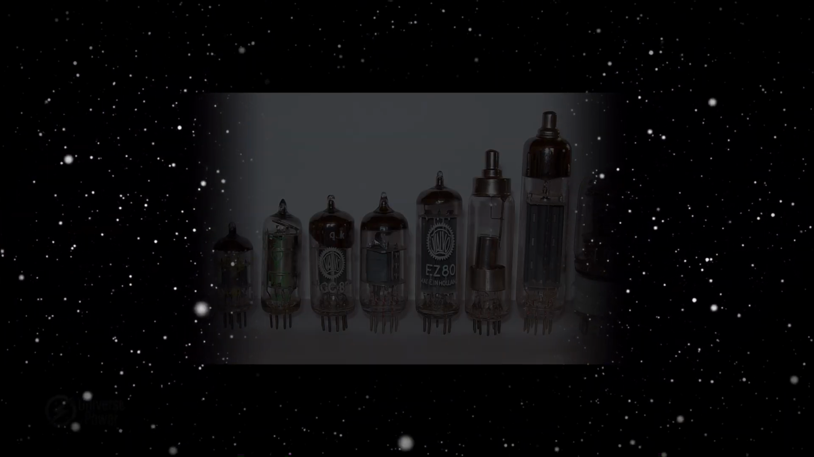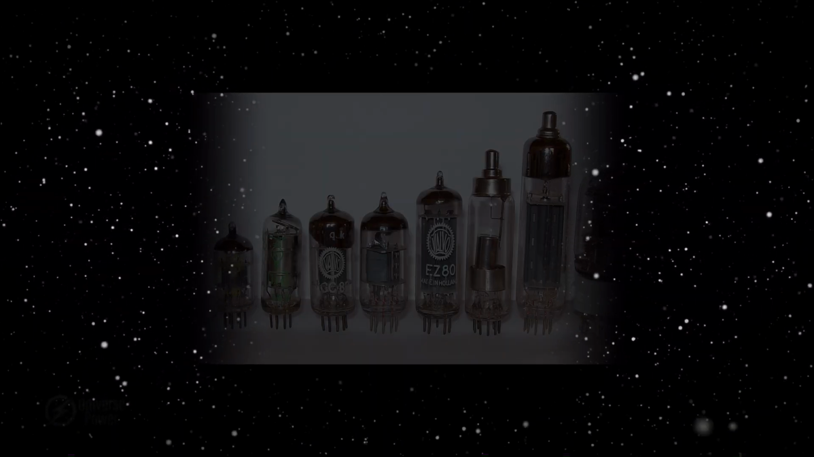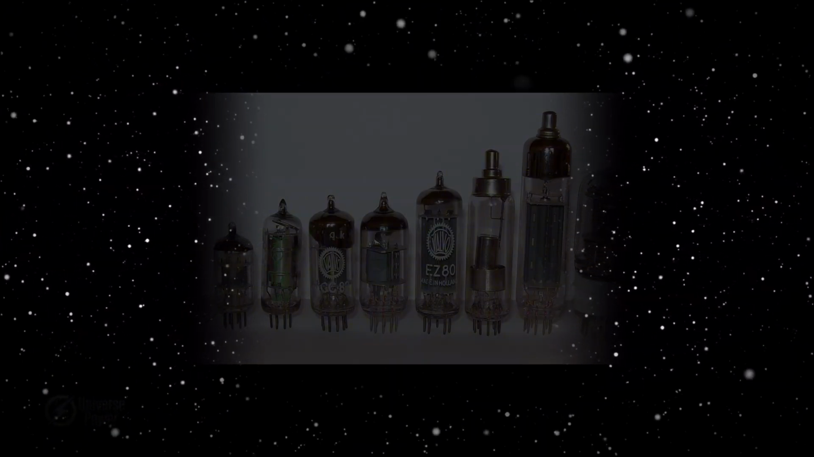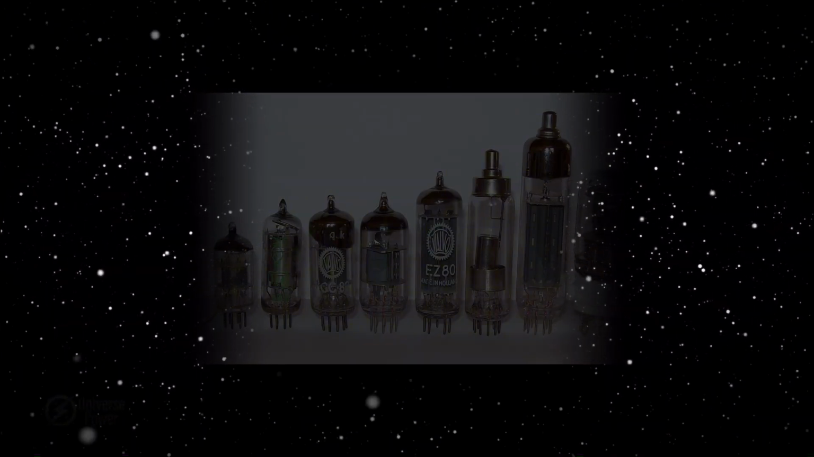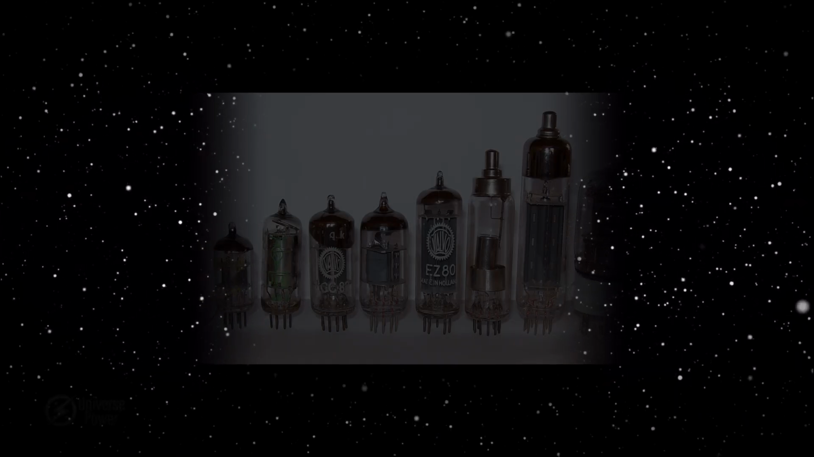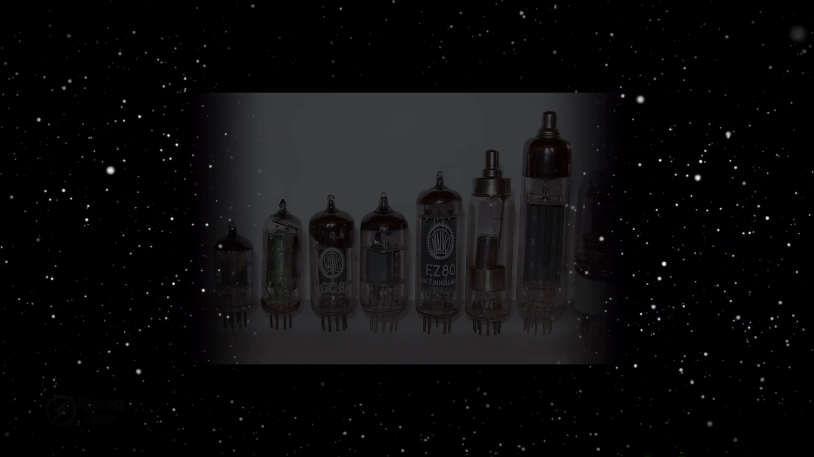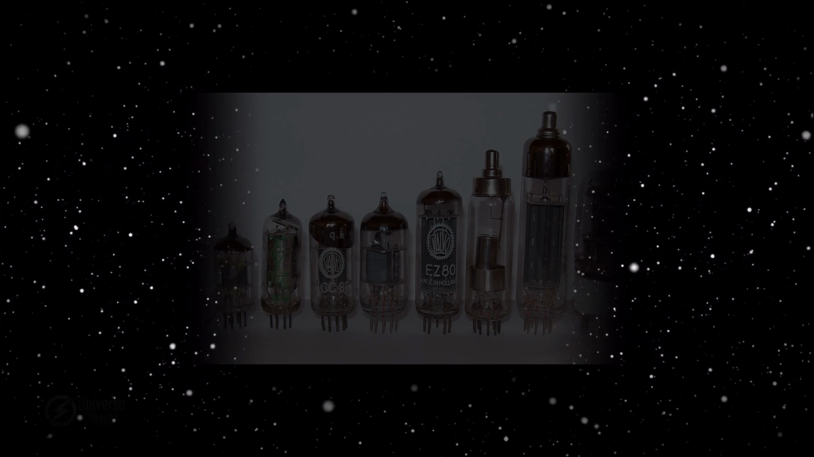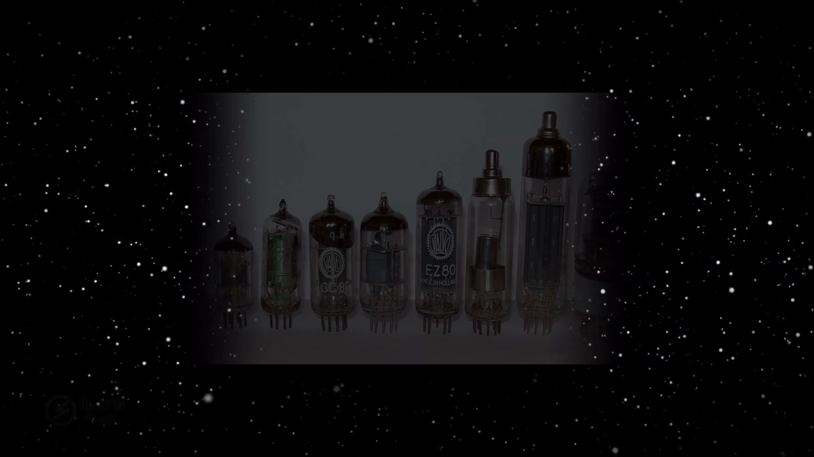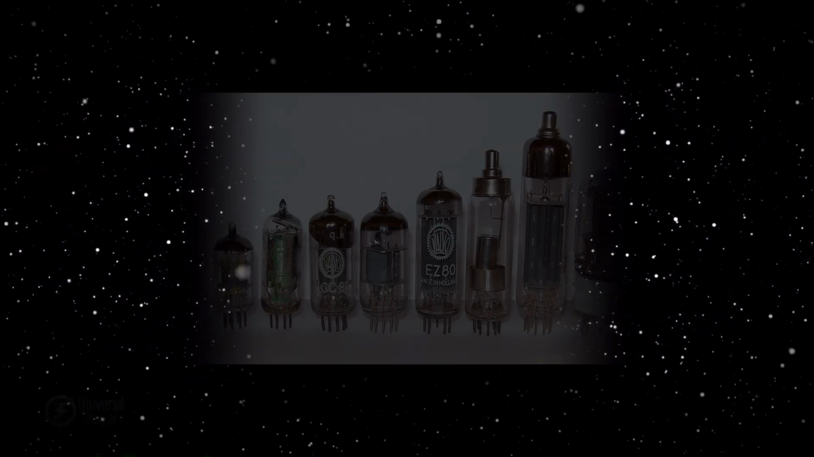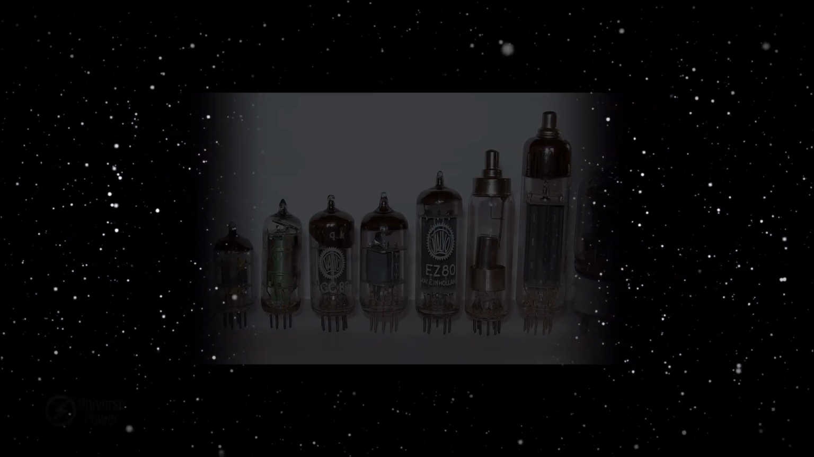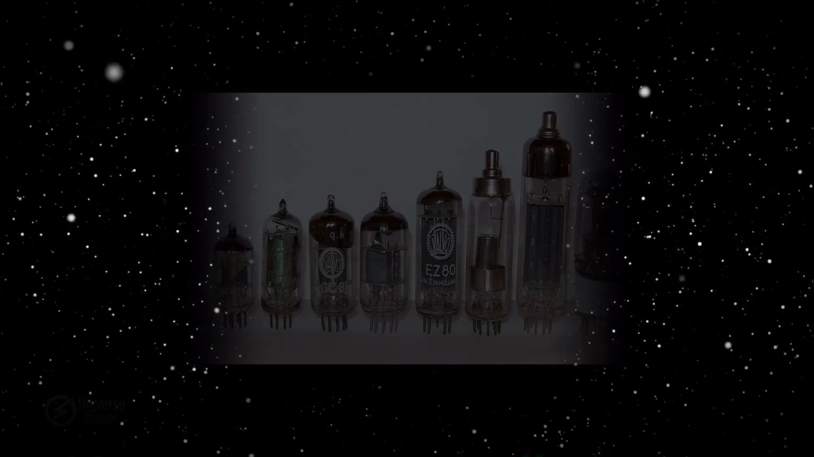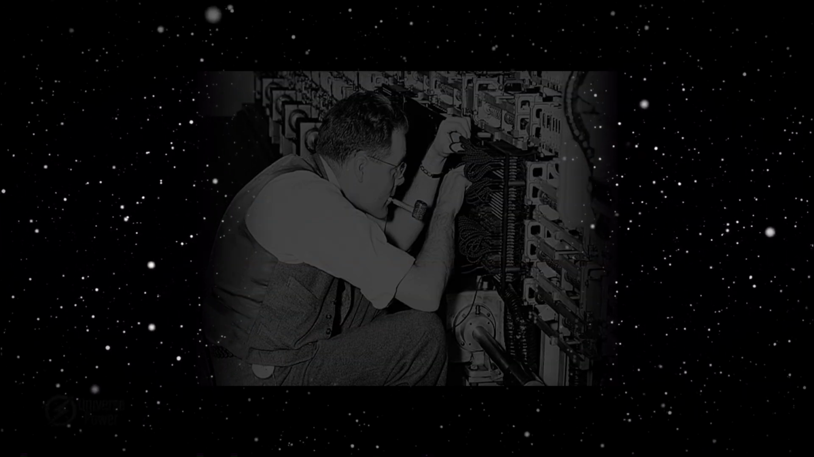Before vacuum tubes, machines relied on gears or relays which were slow and bulky. With tubes, machines could operate at electronic speeds. During World War II, vacuum tubes powered radar systems and early digital circuits. They were fragile, burned out quickly, and produced heat, but they allowed computing to leave the mechanical world behind and enter the electronic age.